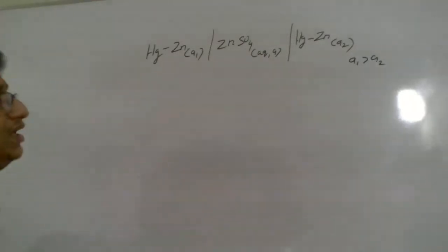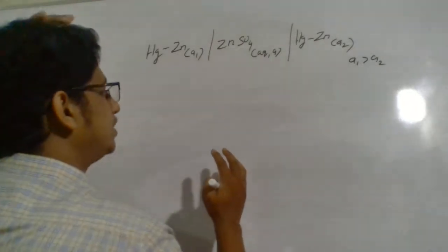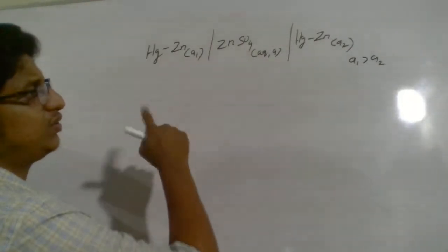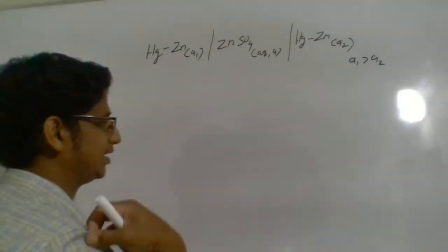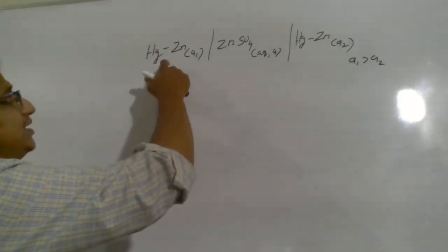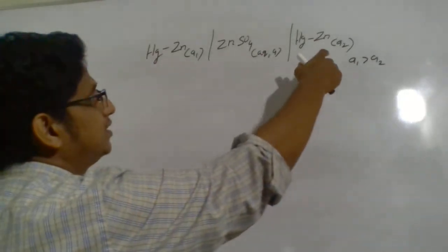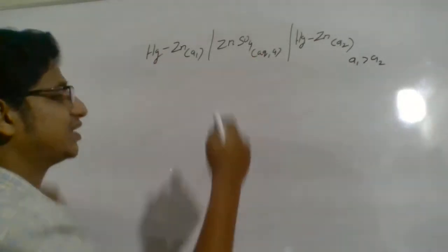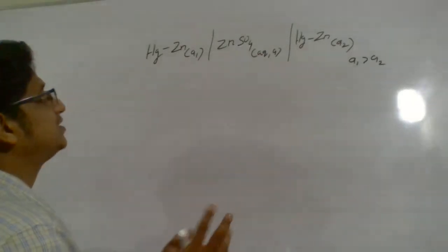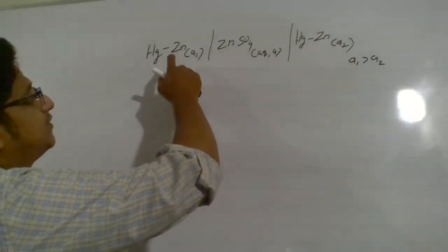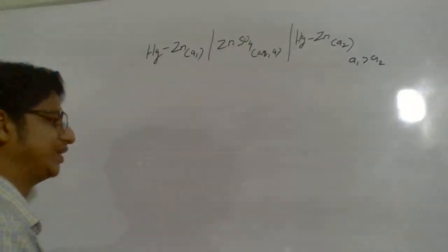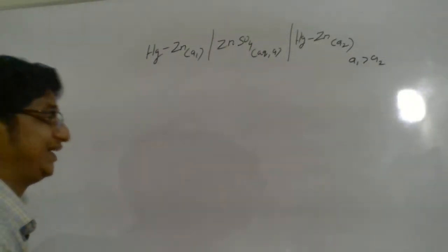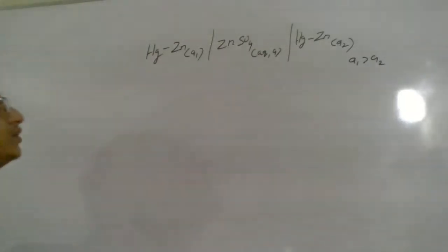So what's the difference here? We have two amalgam electrodes where mercury is combined with zinc. Zinc is the metal here. So zinc-mercury combinations are dipped in a common solution, that is zinc sulfate, where the difference is that the concentration of the first electrode is A1 and the concentration of the other electrode is A2. That's the only difference. So let us first discuss the anode and cathode reactions.